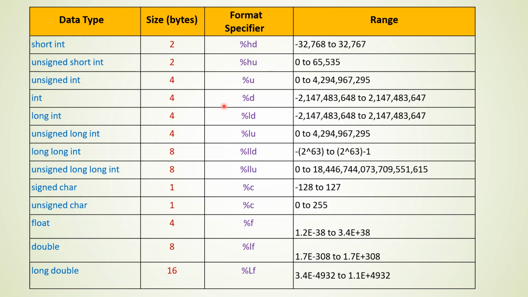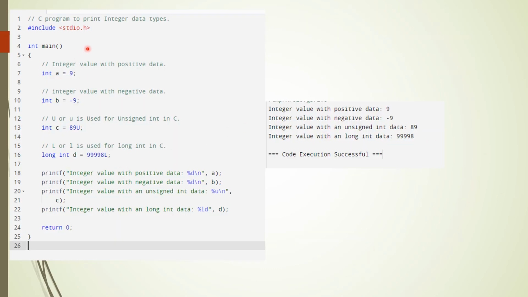These are the different data types mentioned here with their size, format specifier, and range also. And this is an example for positive data, negative data, unsigned integer and long int, and the answers for that. Hope you understood this.